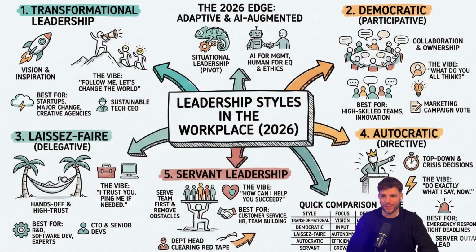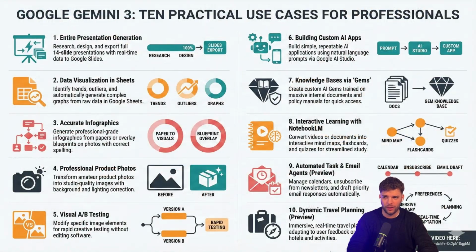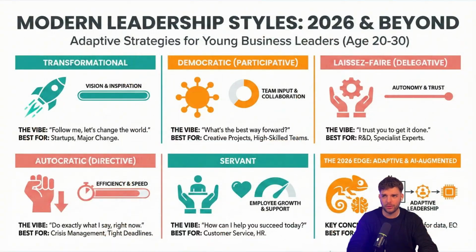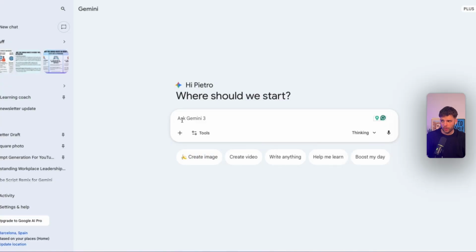Google Gemini update just made creating sketchnotes and infographics 1,000 times easier. I generated this visual in less than 60 seconds, and in the next 2 minutes I'm gonna show you exactly how to do it. First, open up Gemini.